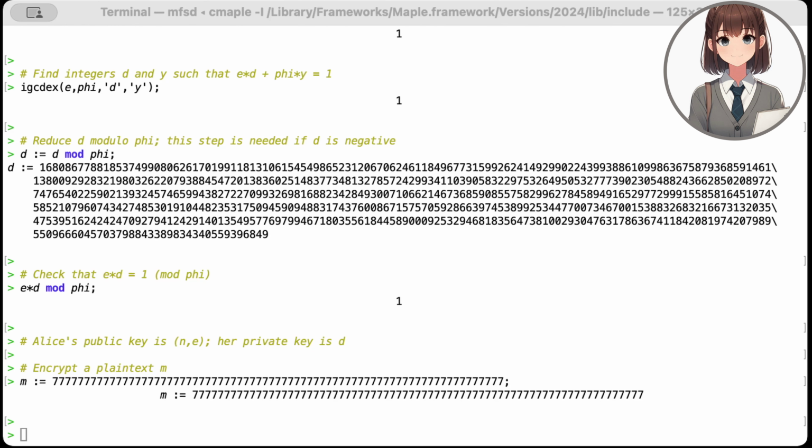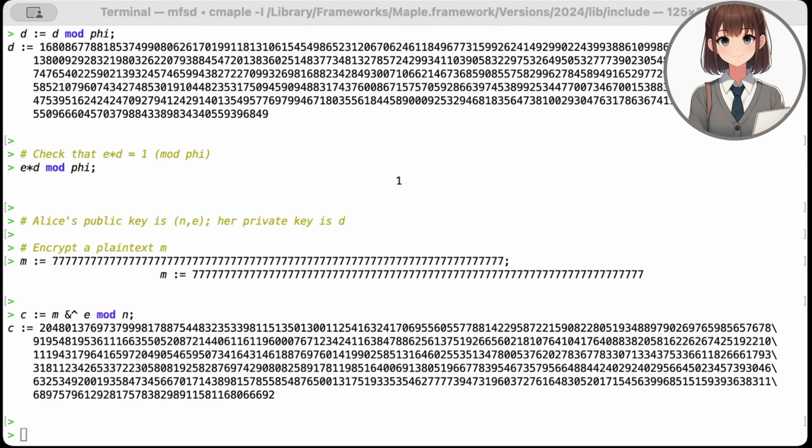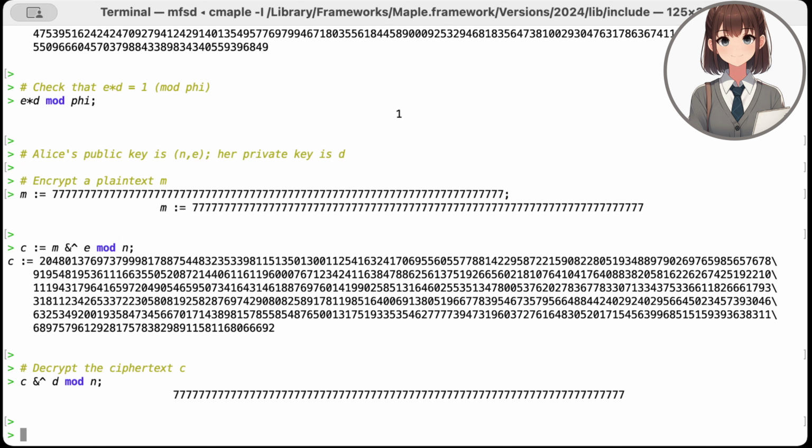Let's encrypt this plaintext M of all sevens. So, we'll compute the ciphertext C by raising M to the power E modulo n. Maple uses the repeated square and multiply algorithm to do this. To decrypt C, we'll compute C to the power D modulo n. As expected, decryption recovers the plaintext M.